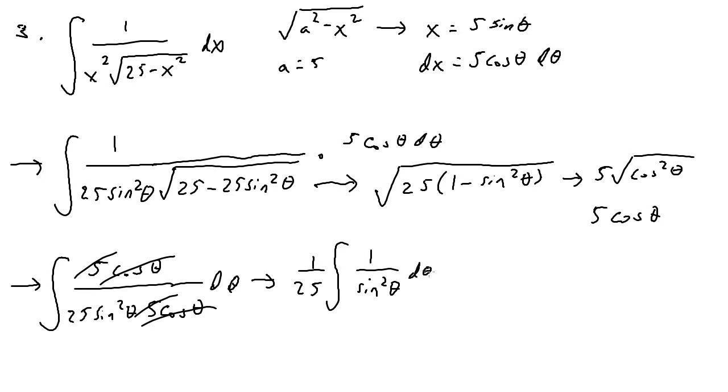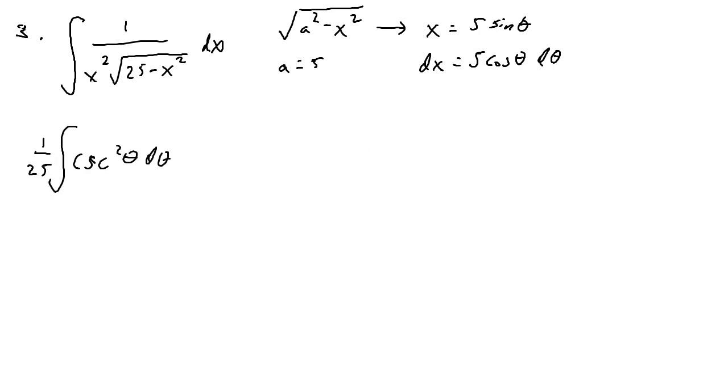Now, when I reciprocalize sine squared, the reciprocal of sine is cosecant. So we get 1 over 25 times the integral of cosecant squared theta, d theta. And so the integral of cosecant squared, remember, is negative cotangent of theta. So we have negative cotangent theta. Or actually the d theta goes away, my bad. So then we'll get negative 1 over 25 cotangent of theta plus c.